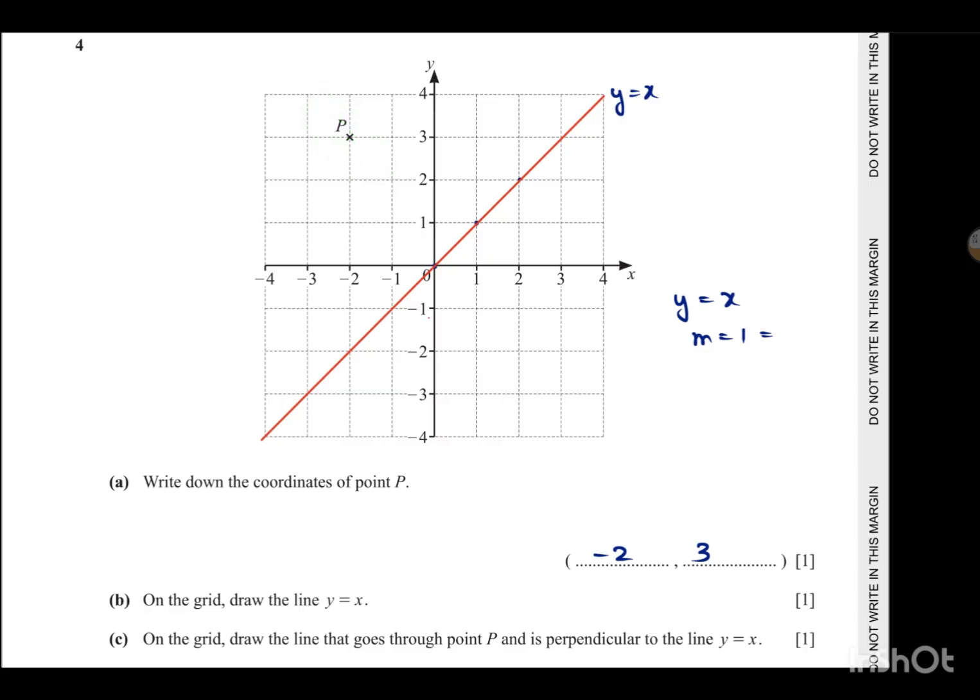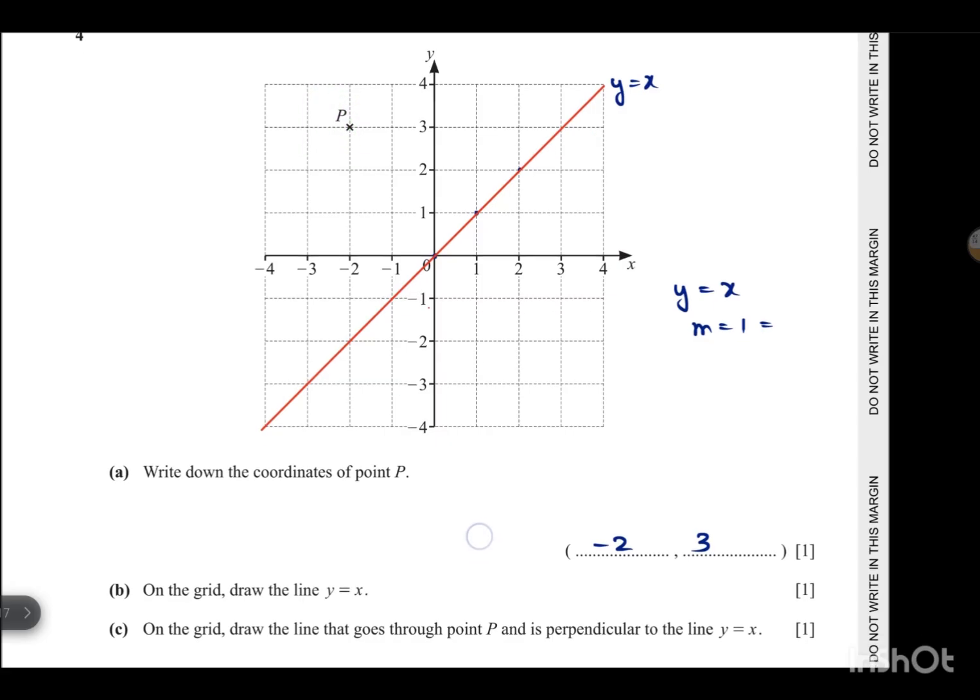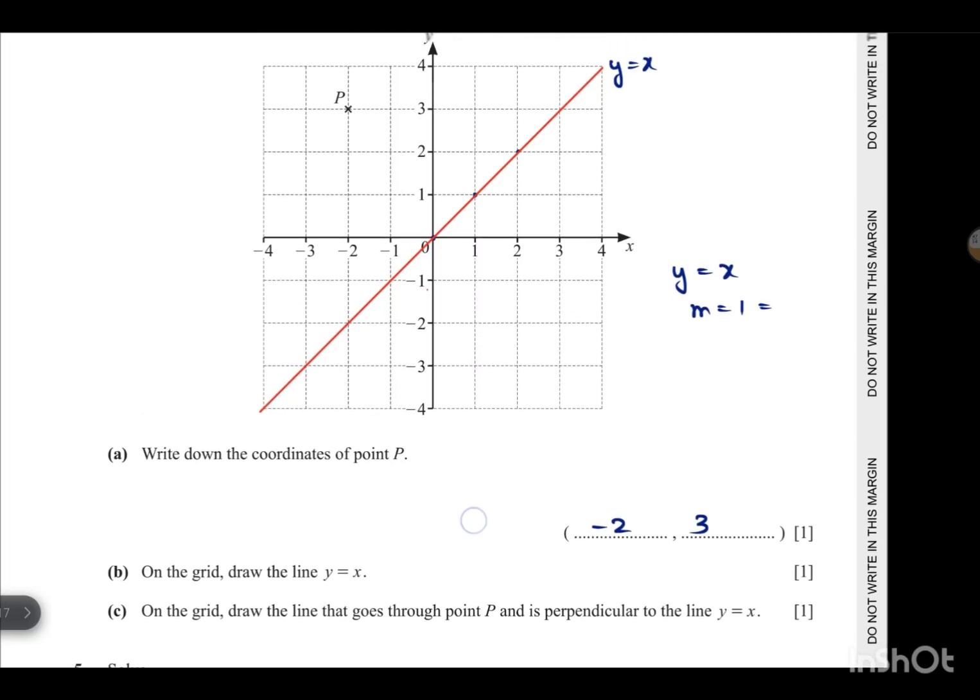For a line perpendicular to any line, the gradient becomes the negative inverse. So what is the value of m for the line we are finding? It will be m = -1/1, because the inverse of 1 is 1 only, but it has to be negative. And it has to pass through point P, which has -2 and 3 as its coordinates. Using that, find the equation of the line.